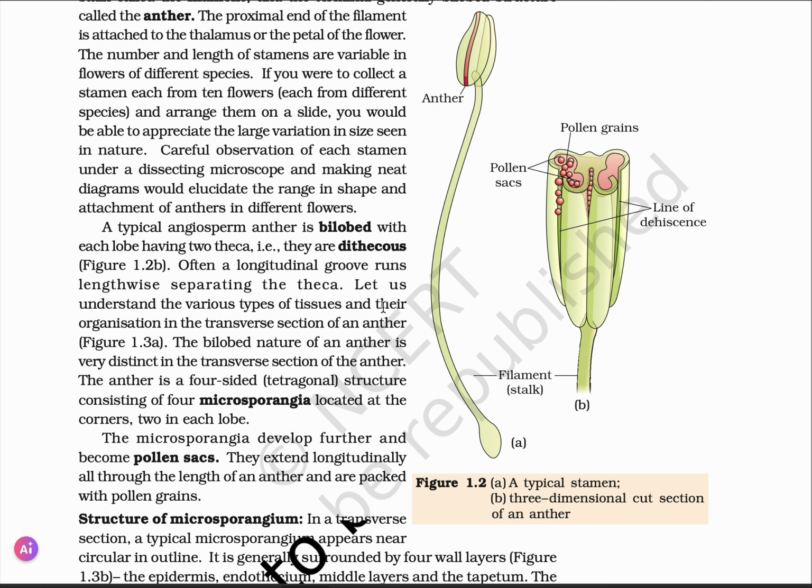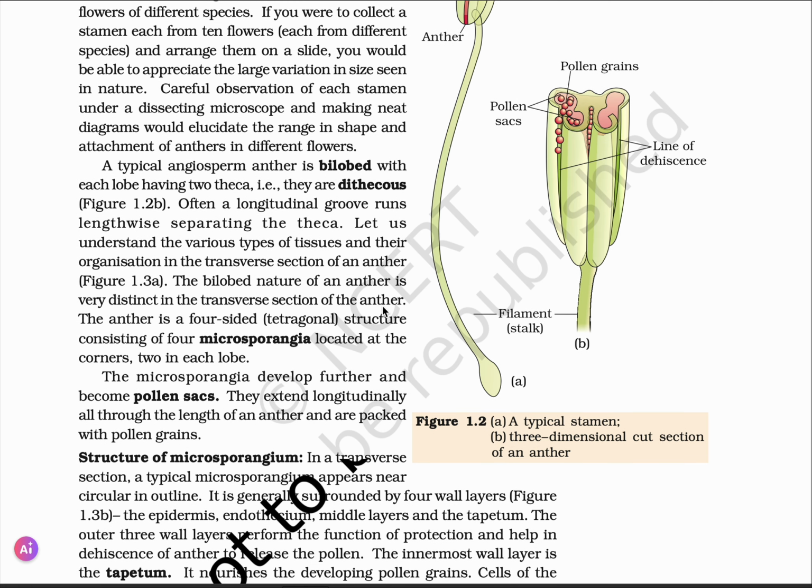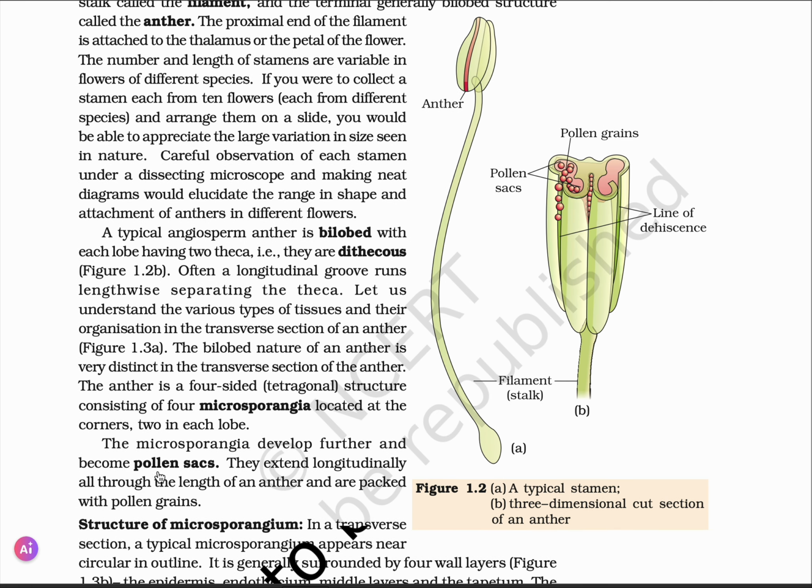Let us understand the various types of tissue and their organization in the transverse section of an anther. The bilobed nature of an anther is very distinct in the transverse section of the anther. The anther is a four-sided, trigonal structure consisting of four microsporangia located at the corner, two in each lobe. The microsporangia develop further and become pollen sacs. They extend longitudinally all through the length of the anther and are packed with pollen grains.